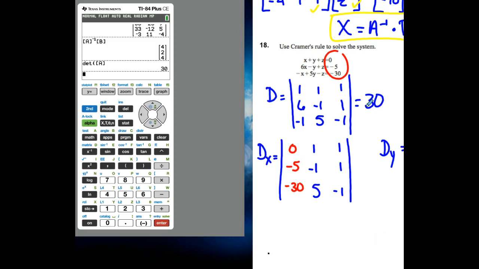Now I'm going to do that same thing for the other three matrices. So let's go back. We're going to edit this matrix. It's still a 3 by 3. My numbers are 0, 1, 1, -5, negative 1, 1. And bottom row, negative 30, 5, negative 1. Okay, quit out of that. My last command was to find the determinant of matrix A, so I can hit enter again. And this time I am getting a value for matrix D sub x of negative 90.